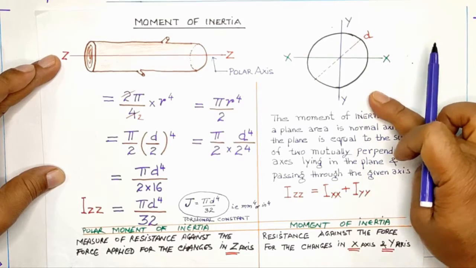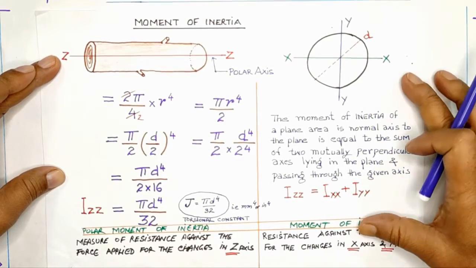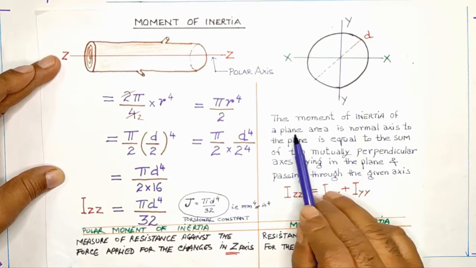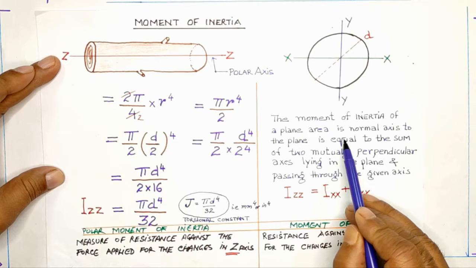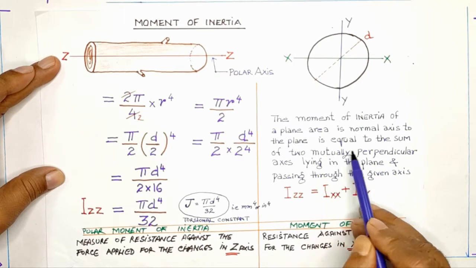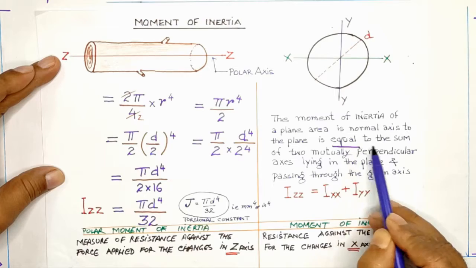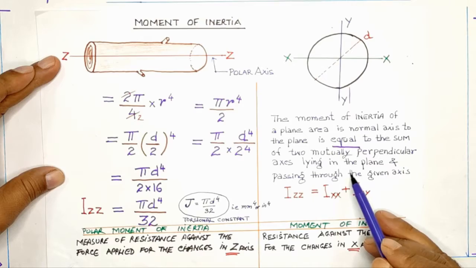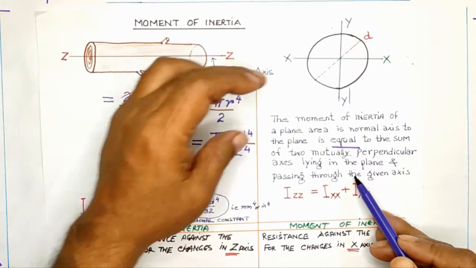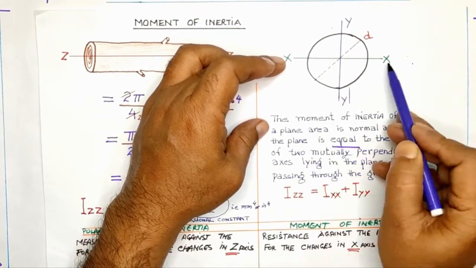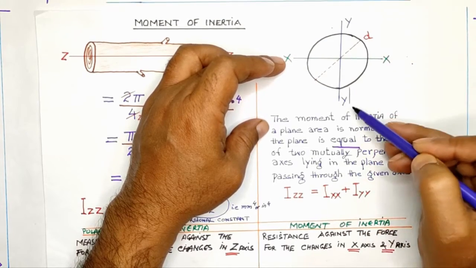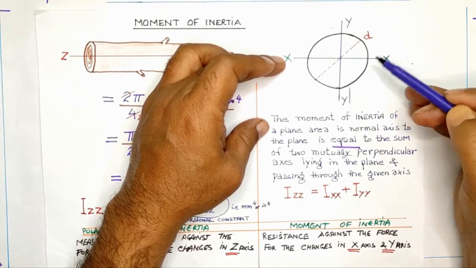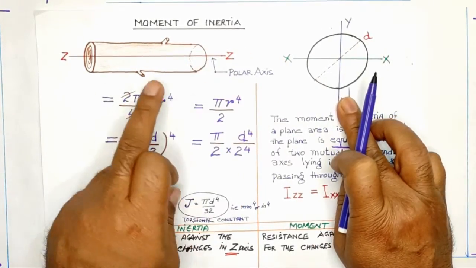Now next is this polar, and this is moment of inertia. What is moment of inertia? This we'll take from here. This moment of inertia, this circle. This is the moment of inertia of a plane area with normal axis to the plane, which is equal to the sum of two mutually perpendicular axes lying in the plane. That is, you can see this is x-axis, x1 axis, this is y. So they are two mutually perpendicular axes. So this is sum of two.